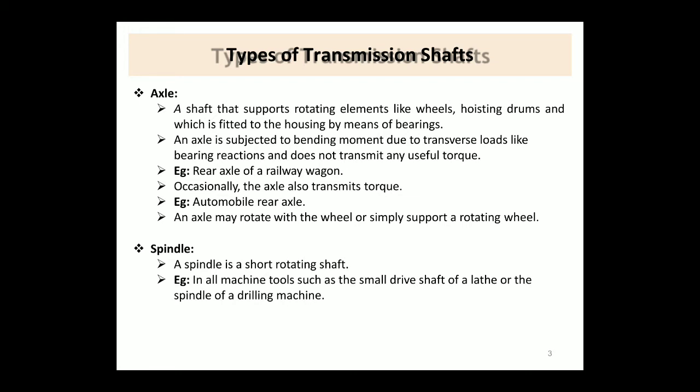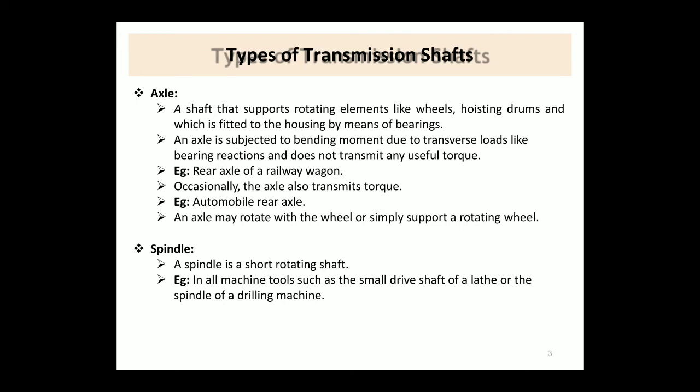First is axle, a shaft that supports rotating elements like wheels and hoisting drums, and which is fitted to the housing by means of bearings, is called an axle. An axle is subjected to bending moment due to transverse loads like bearing reactions and does not transmit any useful torque. In other words, an axle is a member which carries no torque and is used to support rotating wheels and pulleys.